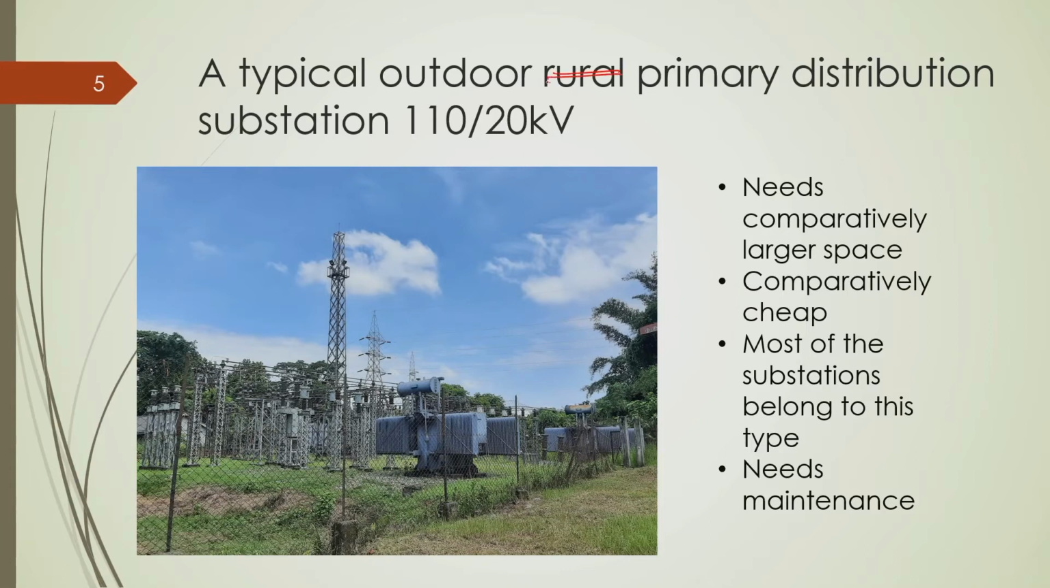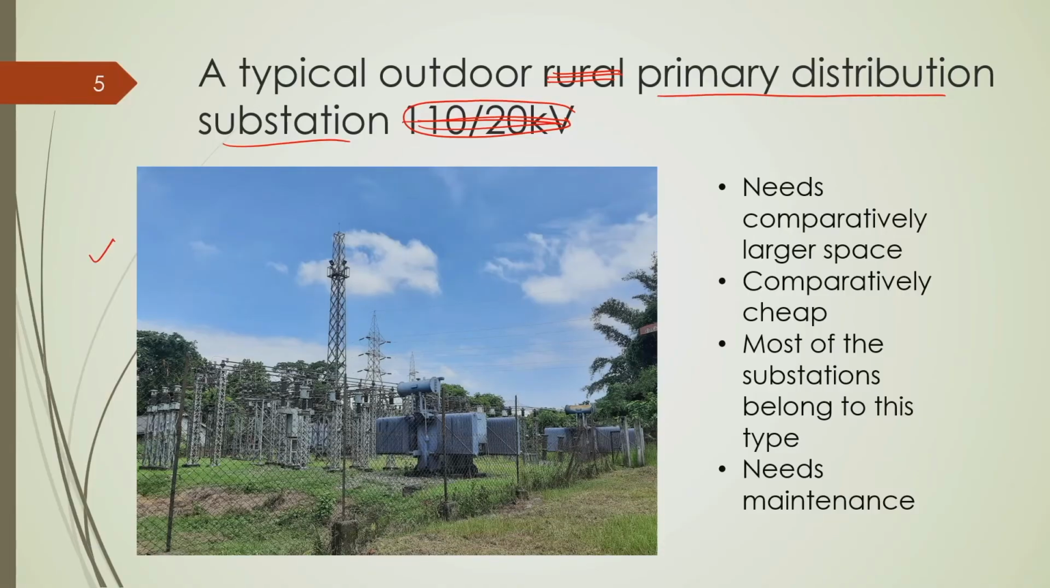This is a typical outdoor primary distribution substation. Its capacity can differ. For India, normally the primary feeder voltage level is 11 kV. So, this substation basically steps down the subtransmission voltage level to the 11 kV primary distribution voltage level. Now, these pictures show substations of the IIT Guwahati campus.